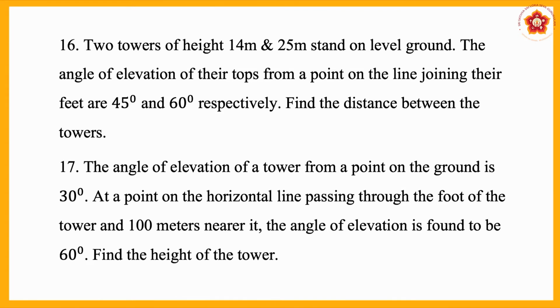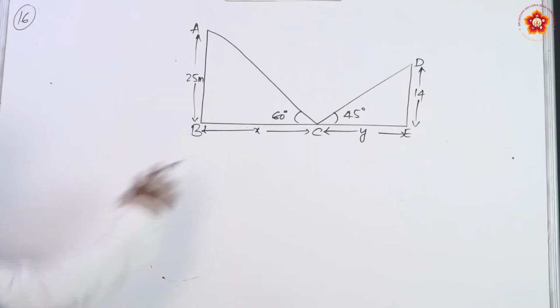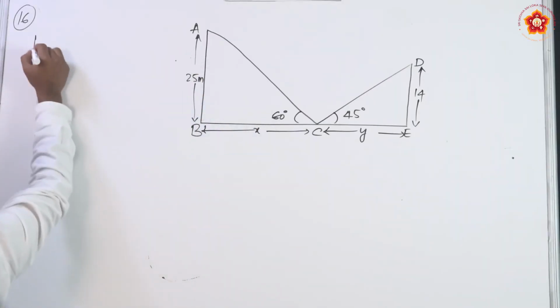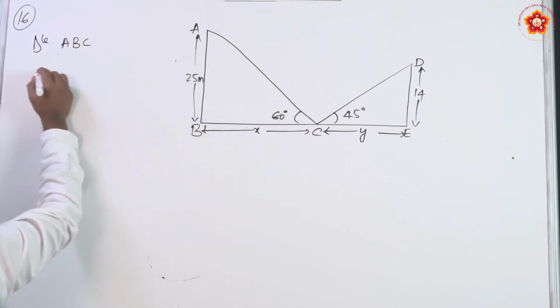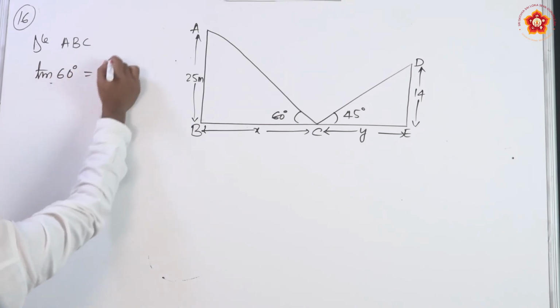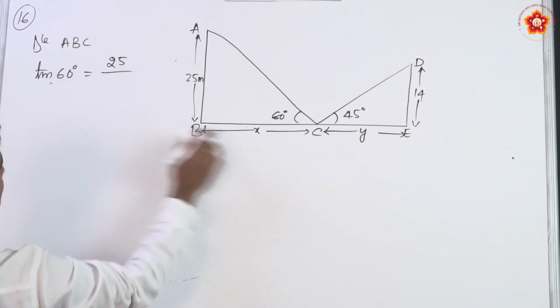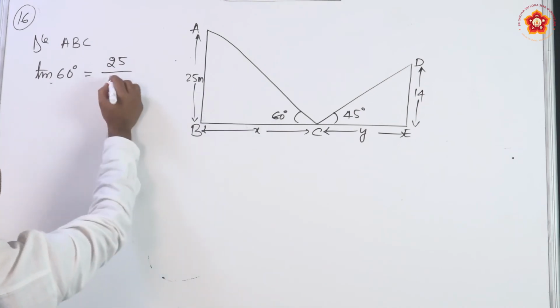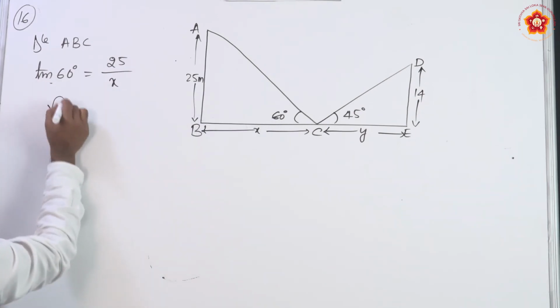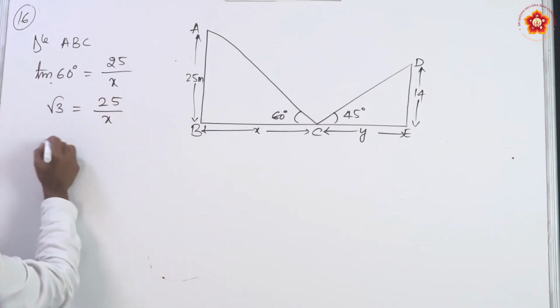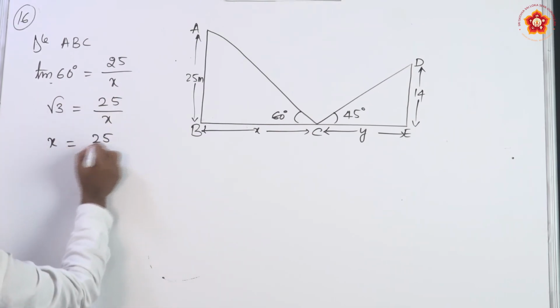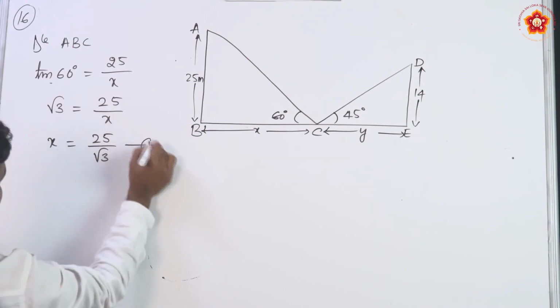According to the problem, we have drawn the figure. From the triangle ABC, I can define tan 60 degree. Tan 60 degree is equal to opposite by adjacent, that is 25 divided by x. What is tan 60 degree? Root 3 equals 25 by x. Now, what is x from this? x is equal to 25 by root 3, you can call it as 1.